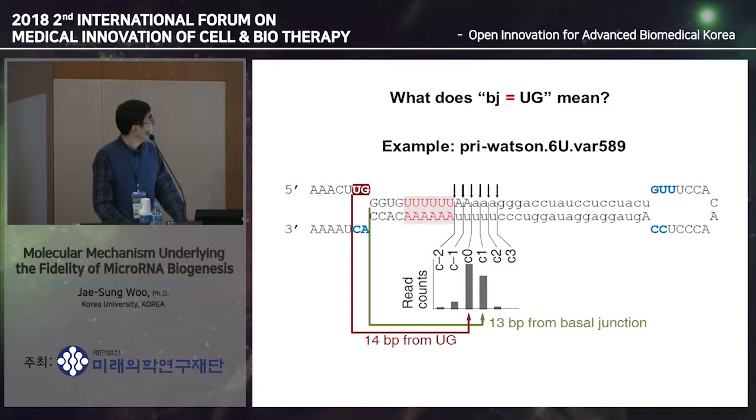And what does the comparable efficiency of BJ and UG mean then? I will give you an example. Here the UG motif pinpoints the C0 cleavage site, and the basal junction indicates the C1 position here. So in this case, the C0 and C1 cleavage sites are both active, so we can measure a comparable amount of cleavage on both sides.